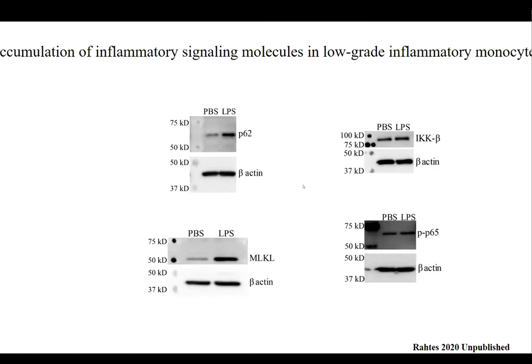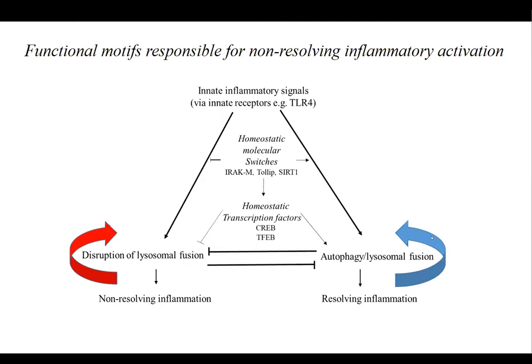And then because of the disruption of lysosome fusion, that also accumulates IKK beta, and then causes this slightly elevated phosphorylation of P65. Just in summary, we believe that within every single cell of monocyte, even neutrophils, there are multiple layers of mutually competitive circuits happening at the molecular level and also at the subcellular organelle level.